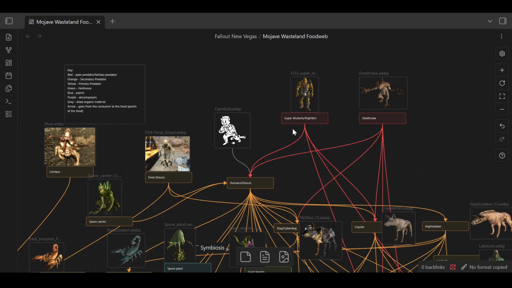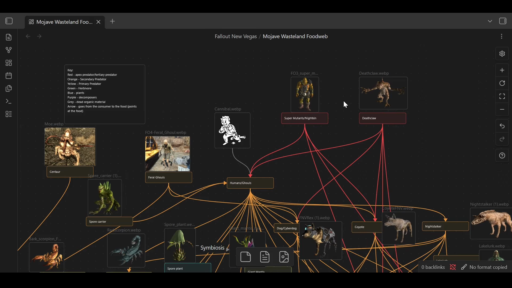And then we've got the super mutants and the Nightkin, who I would consider kind of apex predators, although, as I said, the ones in the west coast, in the Mojave Wasteland, are not the same as the ones in Fallout 3. There's a fundamental difference between them because of different origins. These super mutants are a wee bit more civilized, and we also don't have any behemoths.